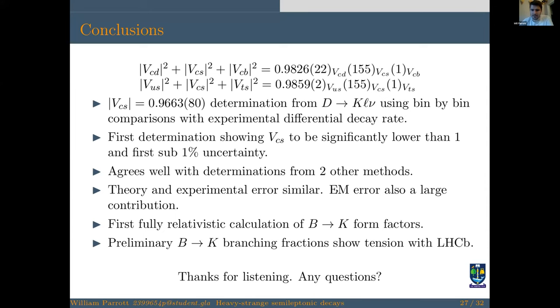And we have this, as I mentioned, electromagnetic uncertainty, which is now quite large and needs some attention. We've done the first fully relativistic B to K form factor calculation, and the preliminary results are showing the same sort of tensions we've seen previously, particularly very strong tensions with LHCb at the moment.